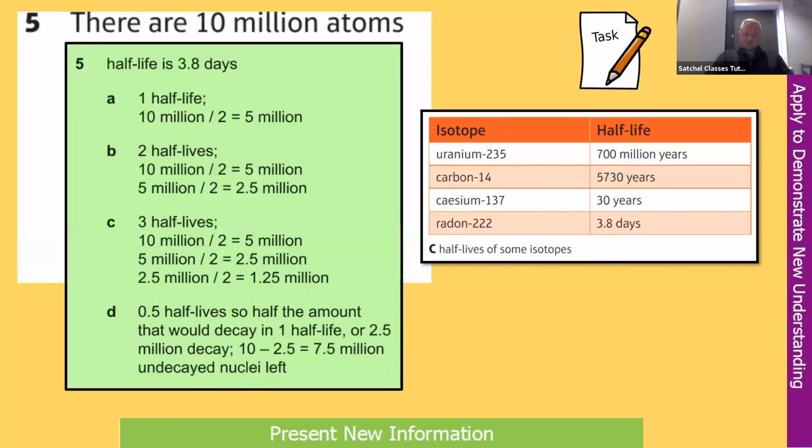But to start with, half-life is 3.8 days. So one half-life, 10 million divided by 2 is 5 million. So that would be one half-life. 2 half-lives, 5 million divided by 2 again, we get 2.5 million. So that's how much is left after 2 half-lives. 3 half-lives, we carry on. So 2.5 million is halved again to get 1.25 million. And then part D, after half a half-life, half the amount would decay from one half-life. Instead of 5 million decaying, it would be 2.5 million decaying. So there should be 7.5 million undecayed nuclei left.